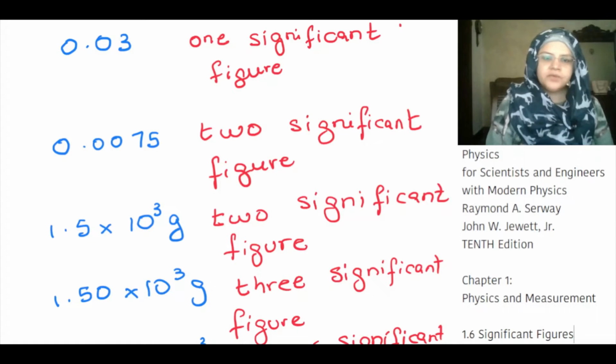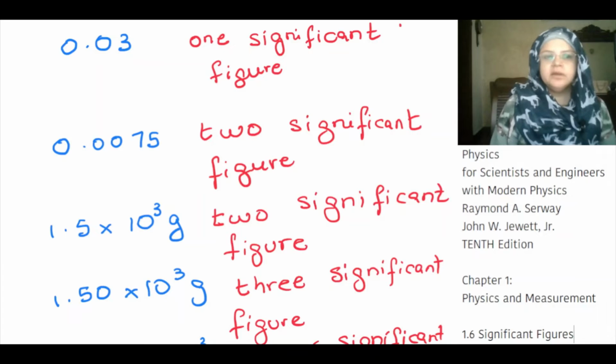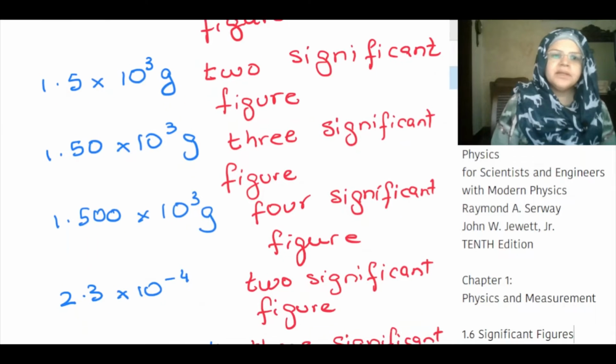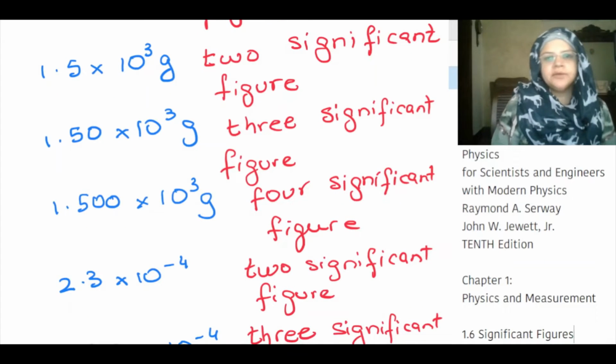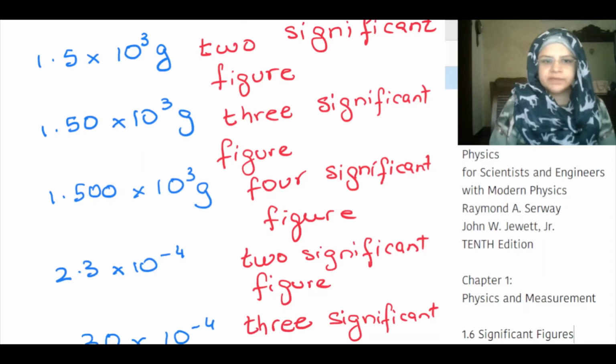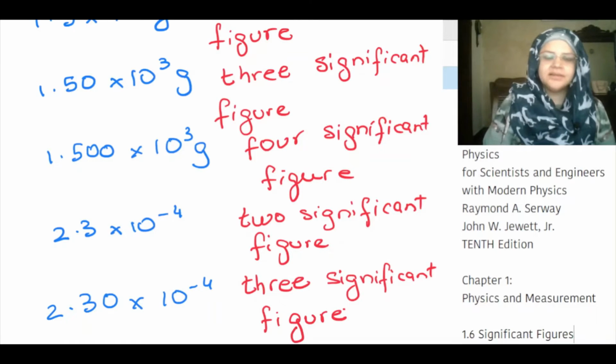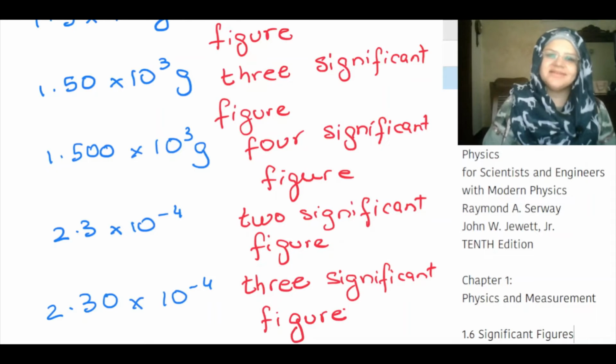If we write in scientific notation, things become a lot clearer. For example, 1.5 × 10^3 gram is two significant figures, 1.50 × 10^3 gram is three significant figures, and 1.500 × 10^3 gram is four significant figures. Similarly, for values less than 1, 2.3 × 10^-4 is two significant figures, and 2.30 × 10^-4 is three significant figures. We need to be clear about which zeros are counted as significant figures and which zeros are not counted as significant.